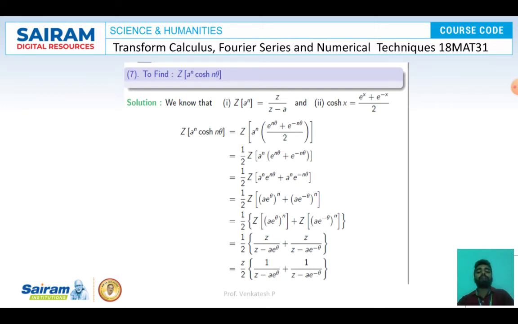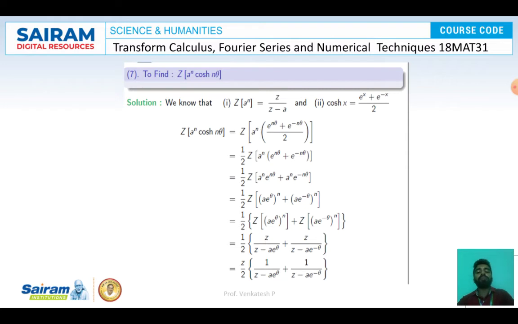The constant 1/2 I will take outside. Z transform of a^n into (e^(nθ) + e^(-nθ)), taking a^n inside the bracket, will be getting 1/2 into Z transform of a^n e^(nθ) + a^n e^(-nθ). And by combining this we got 1/2 into Z transform of (ae^θ)^n + (ae^(-θ))^n. So we got 1/2 into Z transform of (ae^θ)^n plus Z transform of (ae^(-θ))^n.